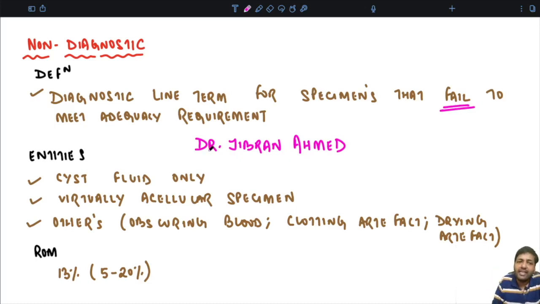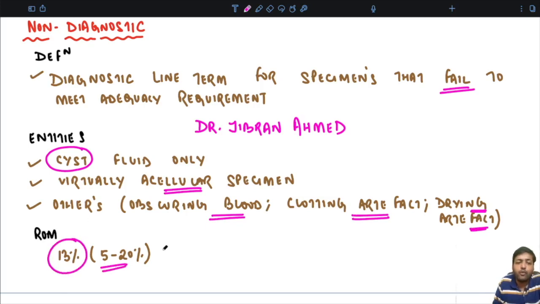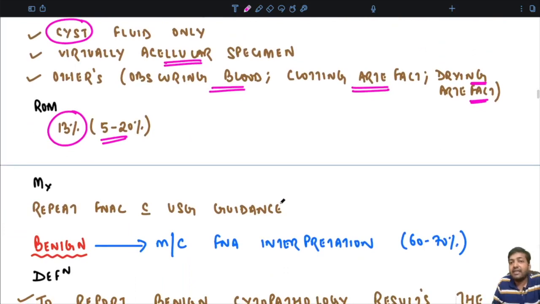So what are the entities included in this non-diagnostic category? Cyst fluid only, virtually those specimens which are acellular, or others, for example when there is an obscuring amount of blood, clotting artifact, or drying artifact. The risk of malignancy here is 13%, the range is 5 to 20%. Remember, in the latest edition of the Bethesda thyroid, the ROM has been revised and there is a great difference compared with the previous edition, so please stay updated.